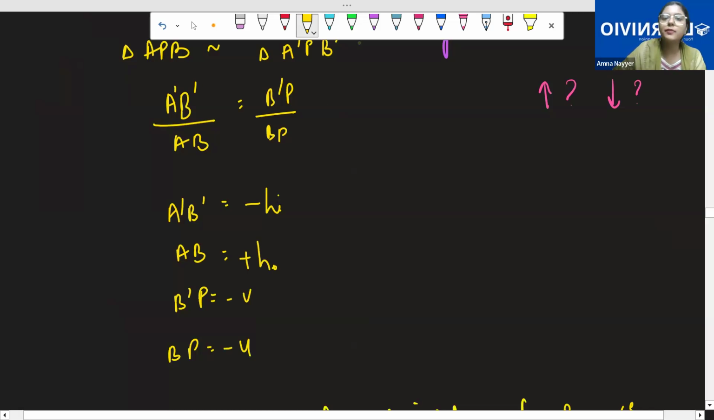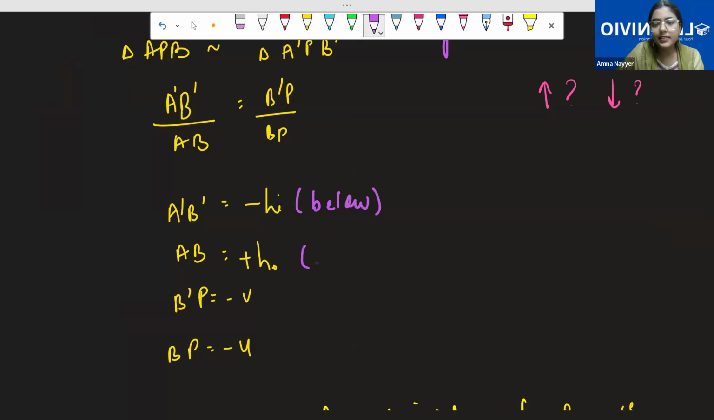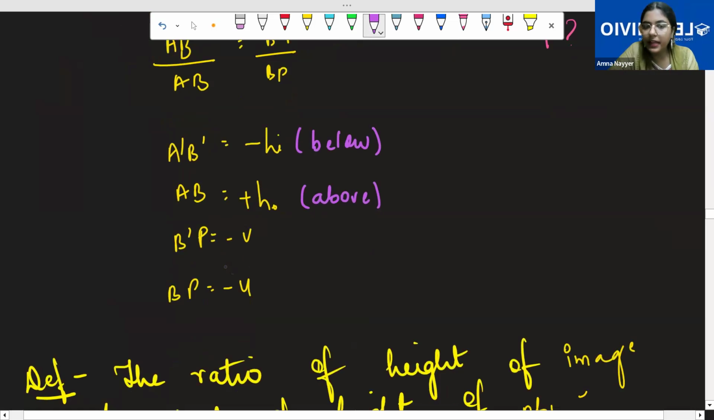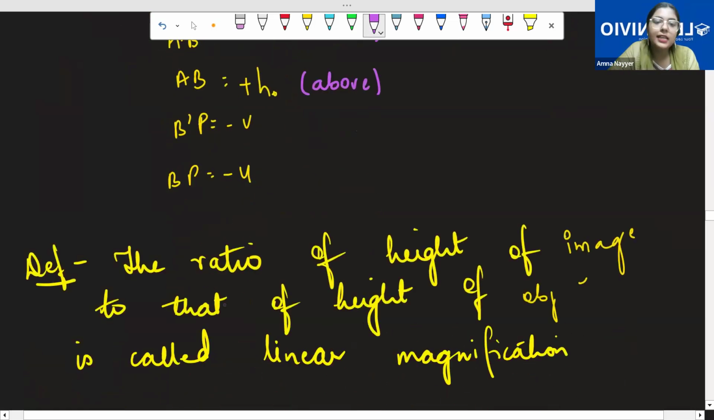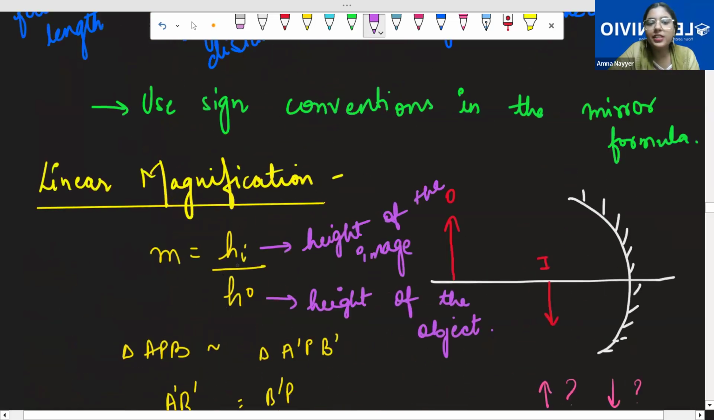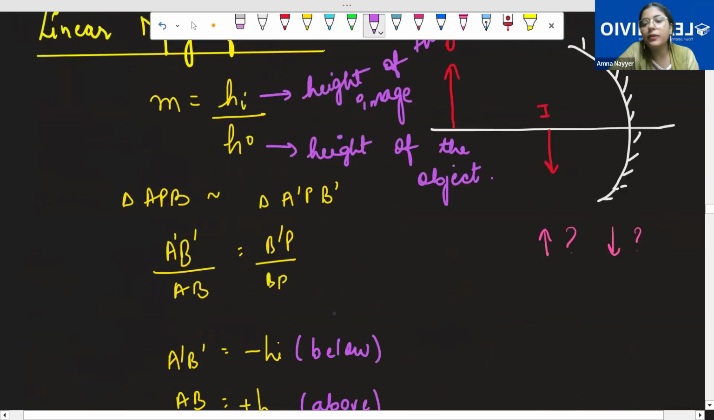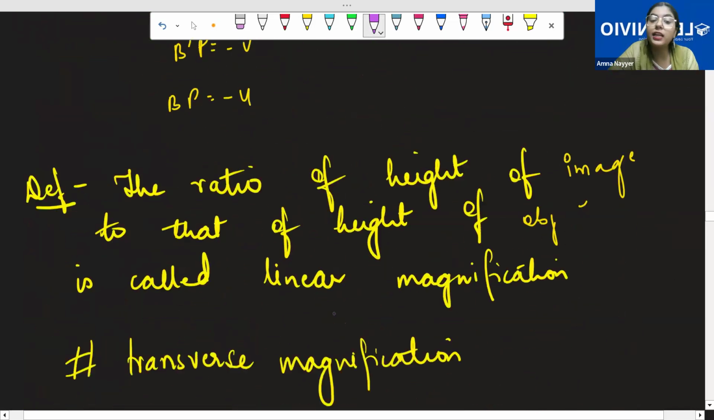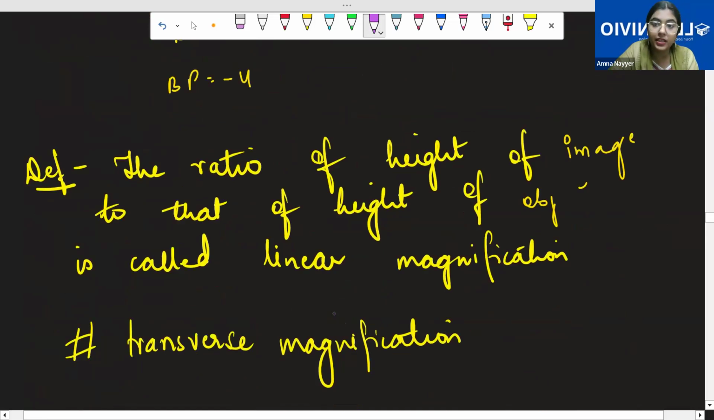Why minus? Because this is below the principal axis. And this is above the principal axis. This one is the height of the image, this is the height of the object. This we have already discussed. This is the image distance, this is the object distance. So basically, magnification is the ratio of the height of the image to the height of the object, so that you can compare. This is known as linear magnification.